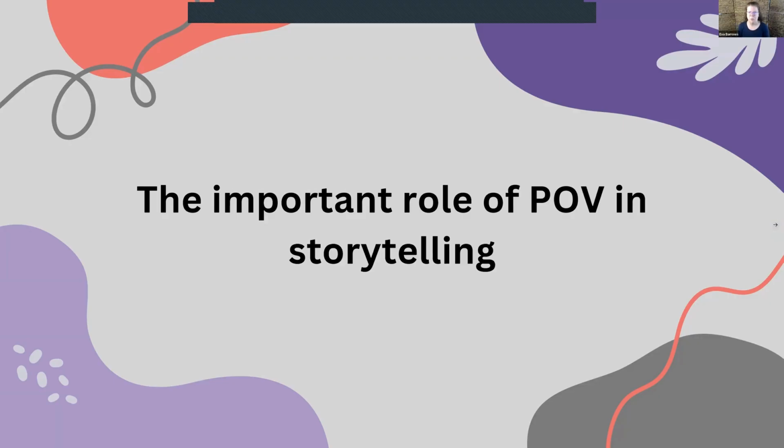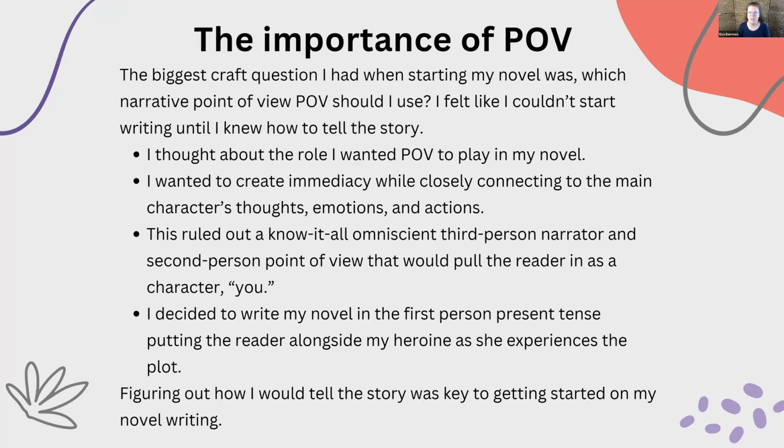I'm just going to talk a little bit about the importance of point of view in storytelling. When I started writing my novel, the biggest question I had was, what point of view am I going to use? I felt like I couldn't start writing the story until I knew how I was going to tell it. So I thought about the role I wanted point of view to play in my novel. And I knew that I wanted to create an intimacy while closely connecting to the main character's thoughts, emotions, and actions. And so this ruled out a couple of different types of point of view, especially an omniscient third person narrator. And we'll talk about what these things mean later on.